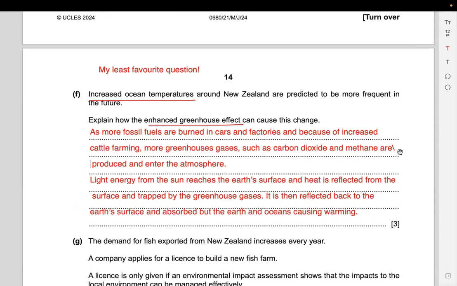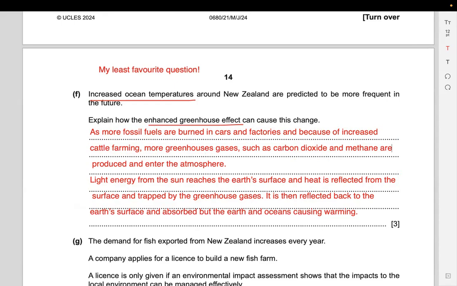I've only filled in the lines, it doesn't matter. I'm a quick thinker, so I know I'm not going to run out of time. So as more fossil fuels are burned in cars and factories, and because of increased cattle farming, more greenhouse gases such as CO2 and methane are produced and enter the atmosphere. Definitely going to get a mark for saying greenhouse gases, carbon dioxide and methane. I'm sure that's the case.